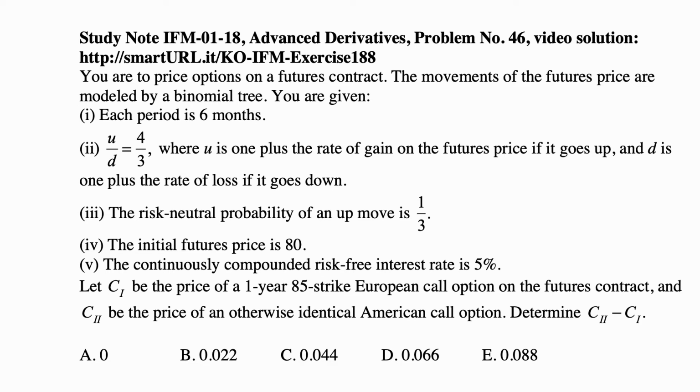Here's a problem for today for exam IFM, Investments in Financial Markets. You are to price options on the futures contract. The movements of the futures price are modeled by a binomial tree. You are given that each period is 6 months. U over D is 4/3, where U is 1 plus the rate of gain on the futures price if it goes up, and D is the 1 plus the rate of loss if it goes down. The risk-neutral probability of an up move is 1/3. The initial futures price is 80.